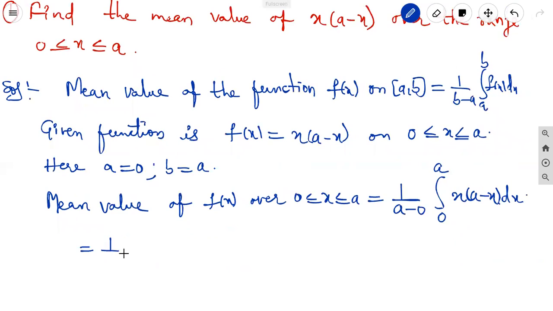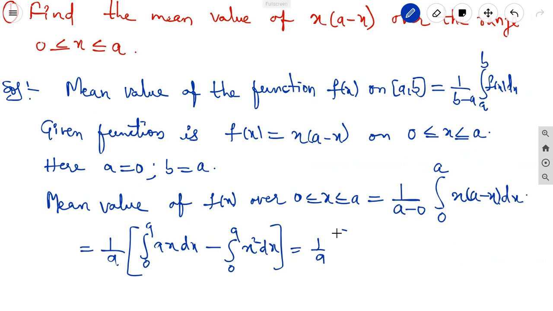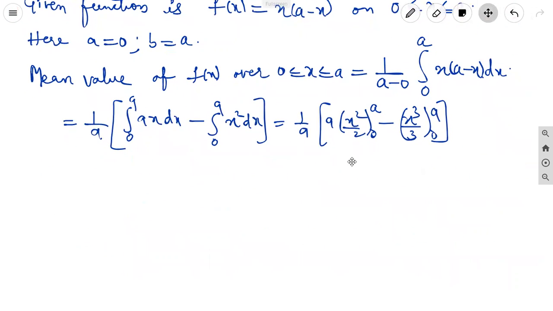It is equal to 1 by a integral ax dx limits from 0 to a minus integral 0 to a x into x squared dx is equal to 1 by a. A is a constant, x integration is x squared by 2 limits from 0 to a minus x squared integration is x cubed by 3 limits from 0 to a. Now substitute the limits, upper limit minus lower limit.